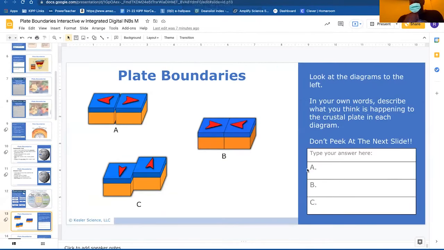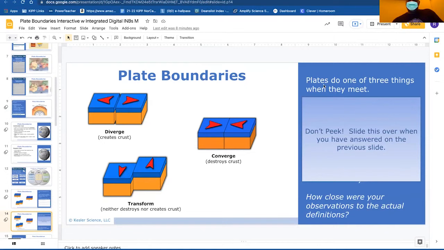All right, plate boundaries. You've got 3 types. Okay, so look at the diagram to the left. In your own words, describe what you think is happening to the crustal plates in each. Do not look at the next slide. This is where you try and explain things. You're looking at it visually, put it into words. Don't go to the next slide because then your brain stops working. You've got the answers. All right, now we're going to go to the next slide.